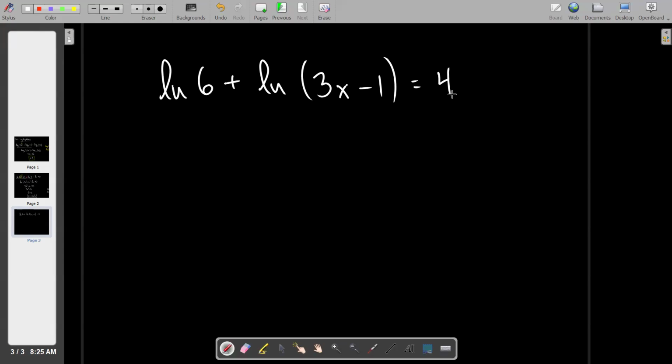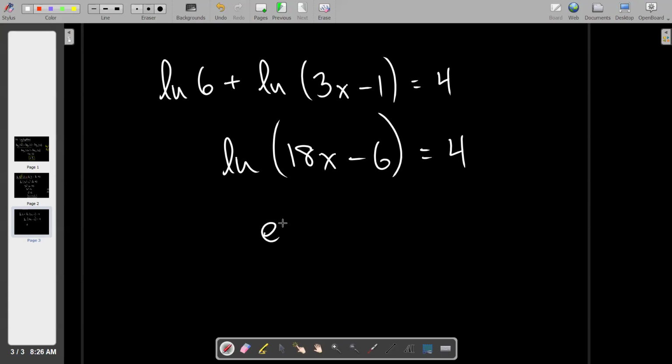Hey, what should we do first? Hey, let's condense. That's going to be 18x minus 6. I assume you're comfortable with that condensing. I keep wanting to say condensation. I just cannot stop. There's no way that's the right conjugation of this mathematical condense. It's just no way. e to the fourth equals 18x minus 6.